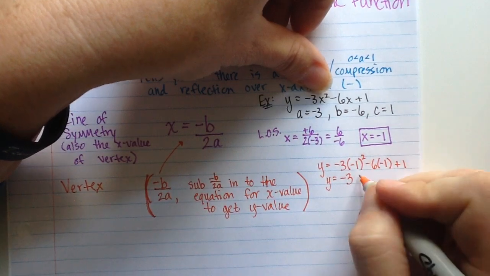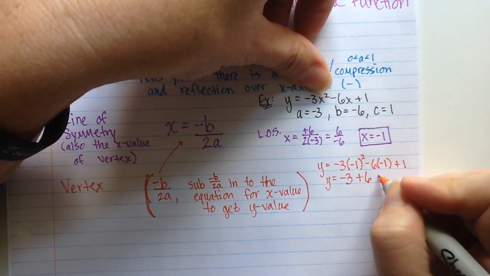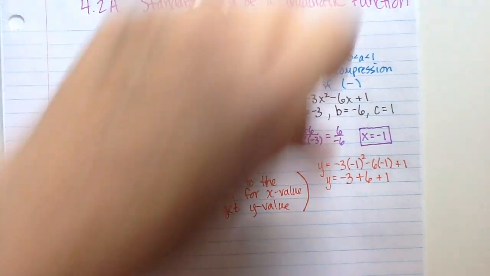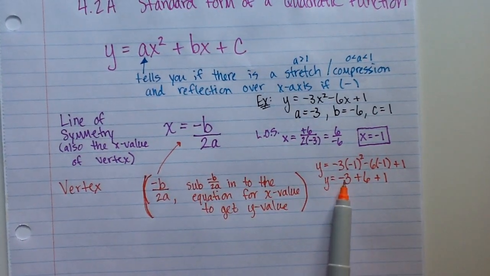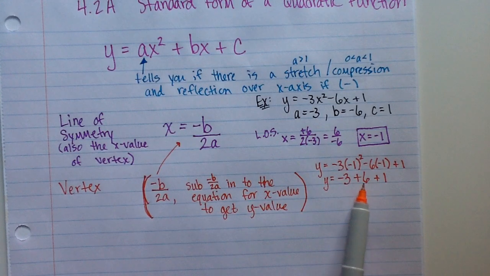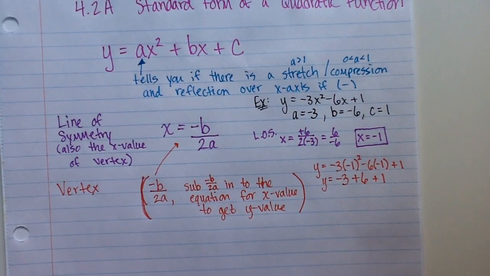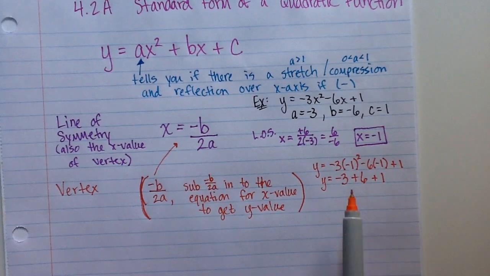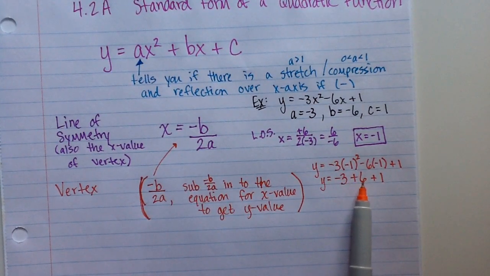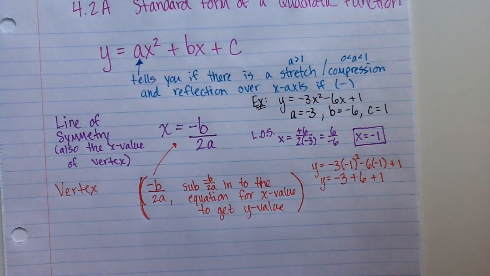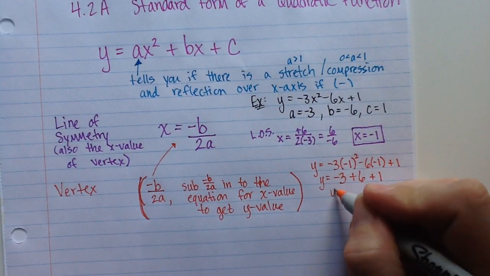-6 times -1 is +6, and then plus 1. One thing that you should always notice is that this term here and this term here, one will be twice as big, and they are going to have opposite signs. So that's a good indication that you've done things correctly, because 3 times 2 gives me 6, and those are opposite signs. So you'll want to watch for that as you're working.